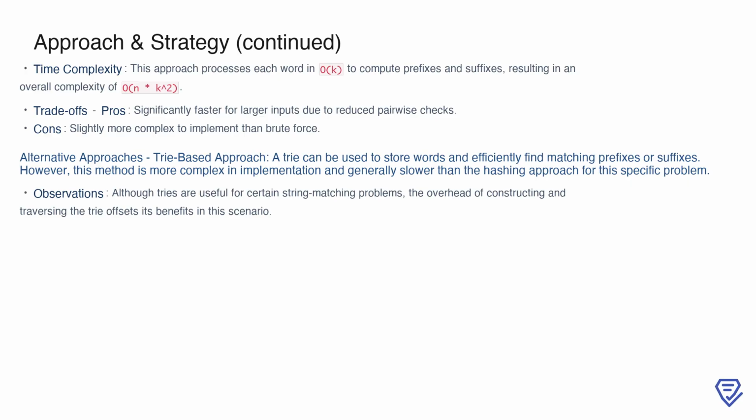Another alternative to consider is the tree-based approach, which involves storing words in a tree structure to efficiently find matching prefixes or suffixes. However, this method introduces additional complexity in constructing and traversing the tree, and for this specific problem, the hashing approach tends to be faster overall. While tries are useful for many string matching problems, their overhead often outweighs their benefits here, especially when compared to the simplicity and efficiency of the hashing strategy.